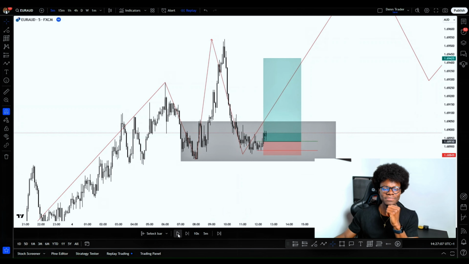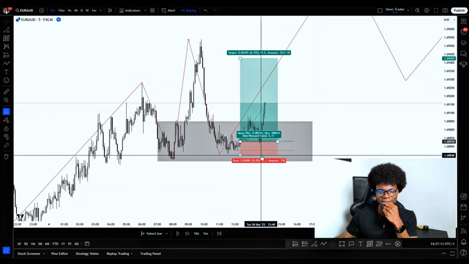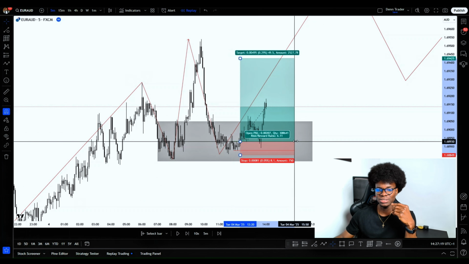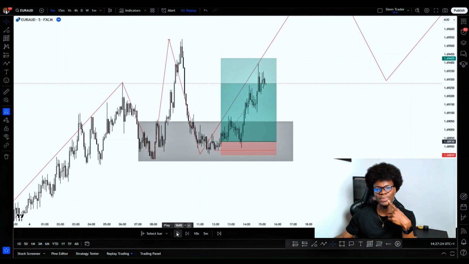So right here, you just have to wait. All you have to do is wait. Once you have your entry, you wait. I play. Price actually came back. Price came back to my entry again around 13, which is the same reason I don't use break even. It's either a win or a loss for me basically. So I just keep playing, and price went to my target.